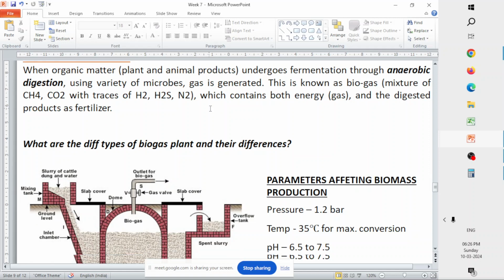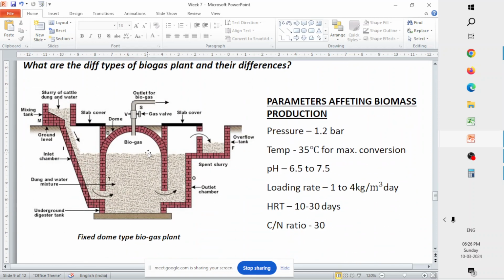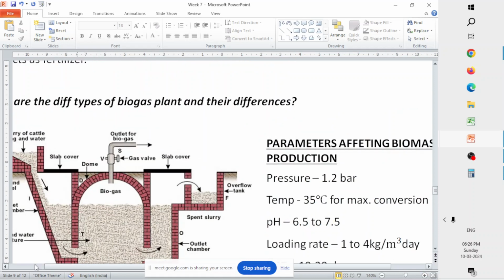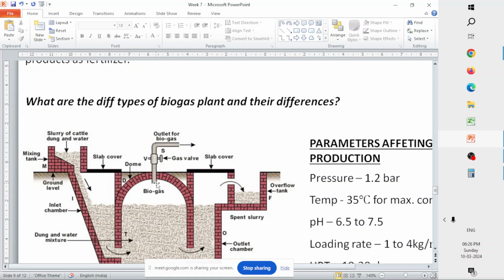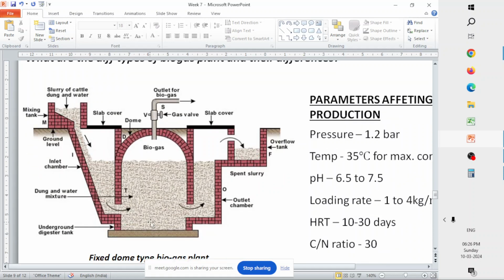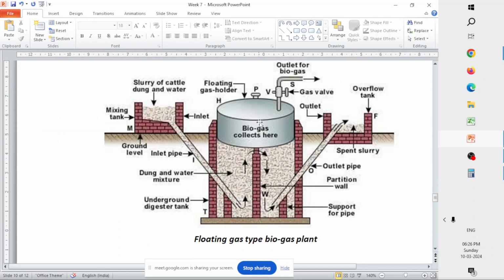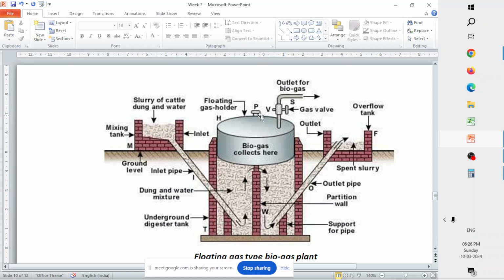So let's just see what it is. If you see, this is a typical biogas plant. Even in your lecture, you will be having this kind of biogas plant. This is a fixed dome. If you see the dome here, the point D, let me just zoom in. If you see this point D, this arc, it is fixed. It's not like the floating type as you see here. Here, this biogas collector that is present here, this dome will be floating, it will not be fixed to this digester. So that is the difference.